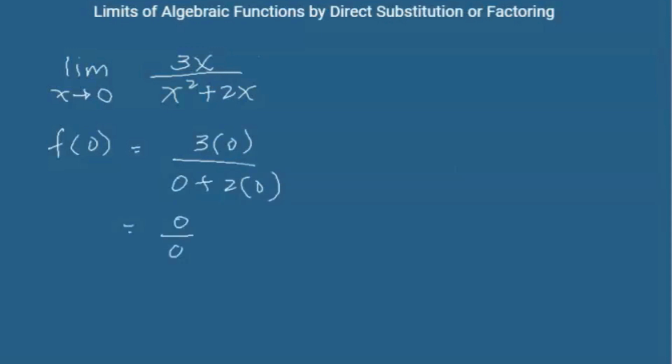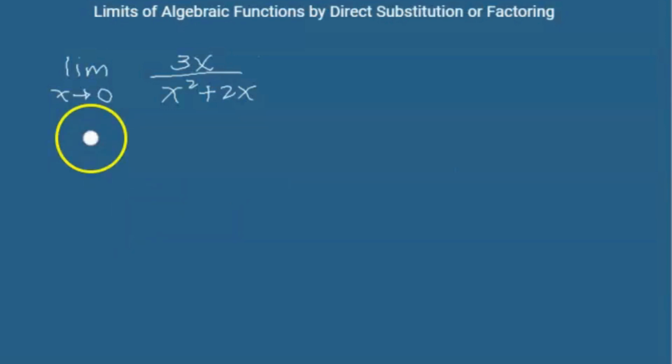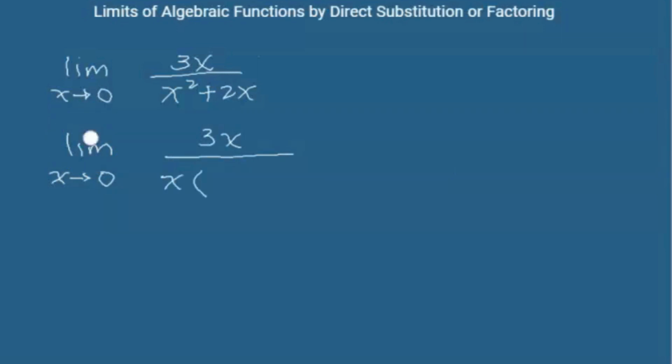So we'll get an indeterminate answer. So we cannot use direct substitution. So let's manipulate our functions, and we can see that our denominator is factorable. So let's use factoring. So the limit as x approaches 0 would be 3x over, let's factor the denominator, factor out x, so we'll have x times (x plus 2).